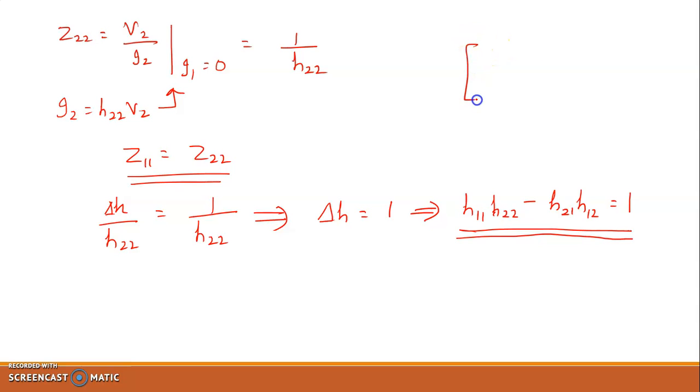The determinant of the hybrid matrix, delta H, is given by H11 H22 minus H21 H12. If the determinant is equal to 1, then the network is said to be symmetrical. So that's all about the conditions of reciprocity and symmetry.